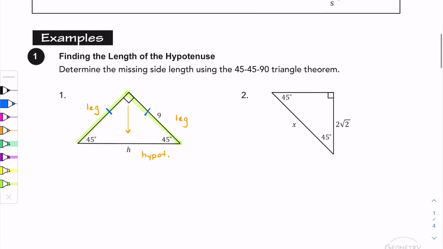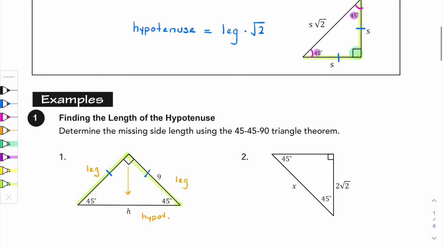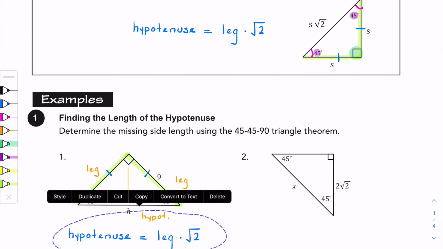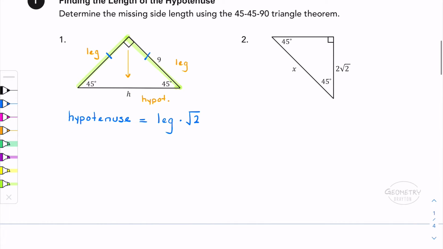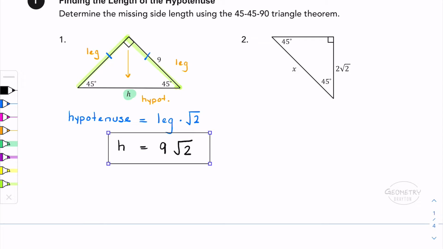Now I'm missing the hypotenuse, so I can use this formula that we just listed, and we can fill that in, solve for the hypotenuse. In this case, the hypotenuse is going to be represented with the variable h. We know the leg length is 9 times the square root of 2, and that is your answer. There's nothing else that can be simplified. Your answer is 9 times the square root of 2.